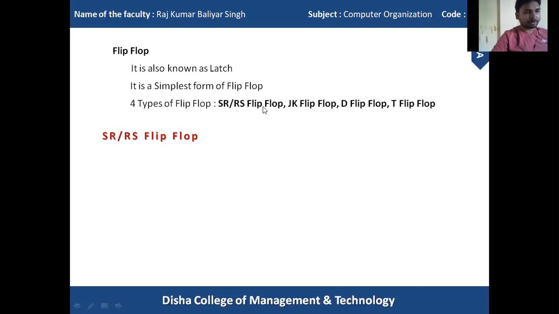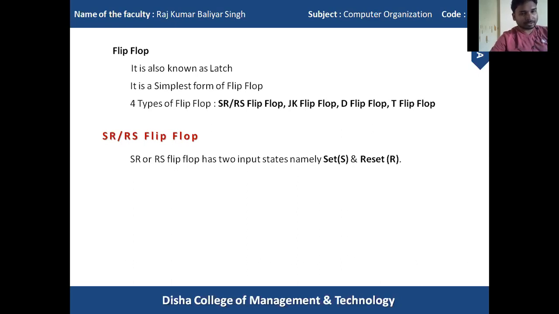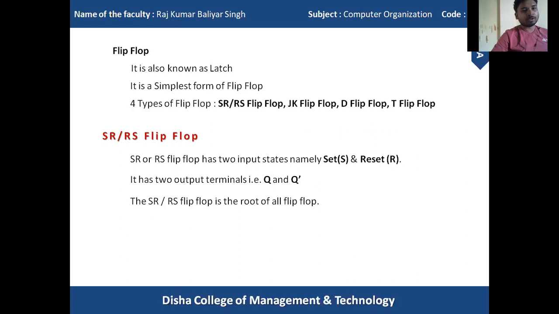The flip-flops have four types: SR or RS flip-flop, JK flip-flop, D flip-flop, and T flip-flop. In SR flip-flop, it has two input terminals. One is called S, another is called R, and S stands for set, R stands for reset. It also has two output terminals, one is Q, another is Q complement. So we can say that the output terminals of SR flip-flop or any flip-flop are complements of each other.